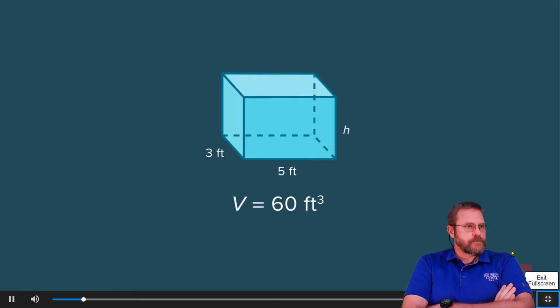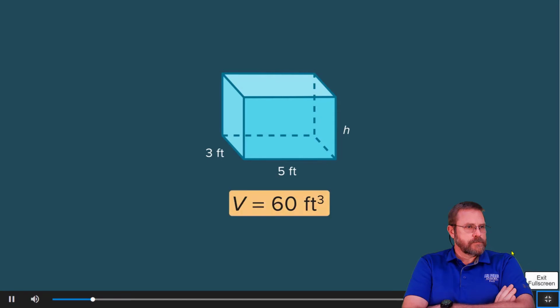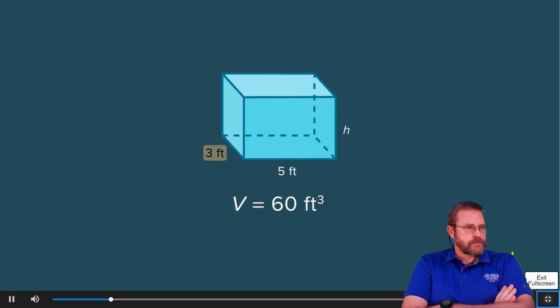The rectangular prism shown has a volume of 60 cubic feet. The width of the prism is 3 feet, and the length is 5 feet. The height of the prism is unknown. To find the unknown dimension, you can use the formula for volume of a rectangular prism.